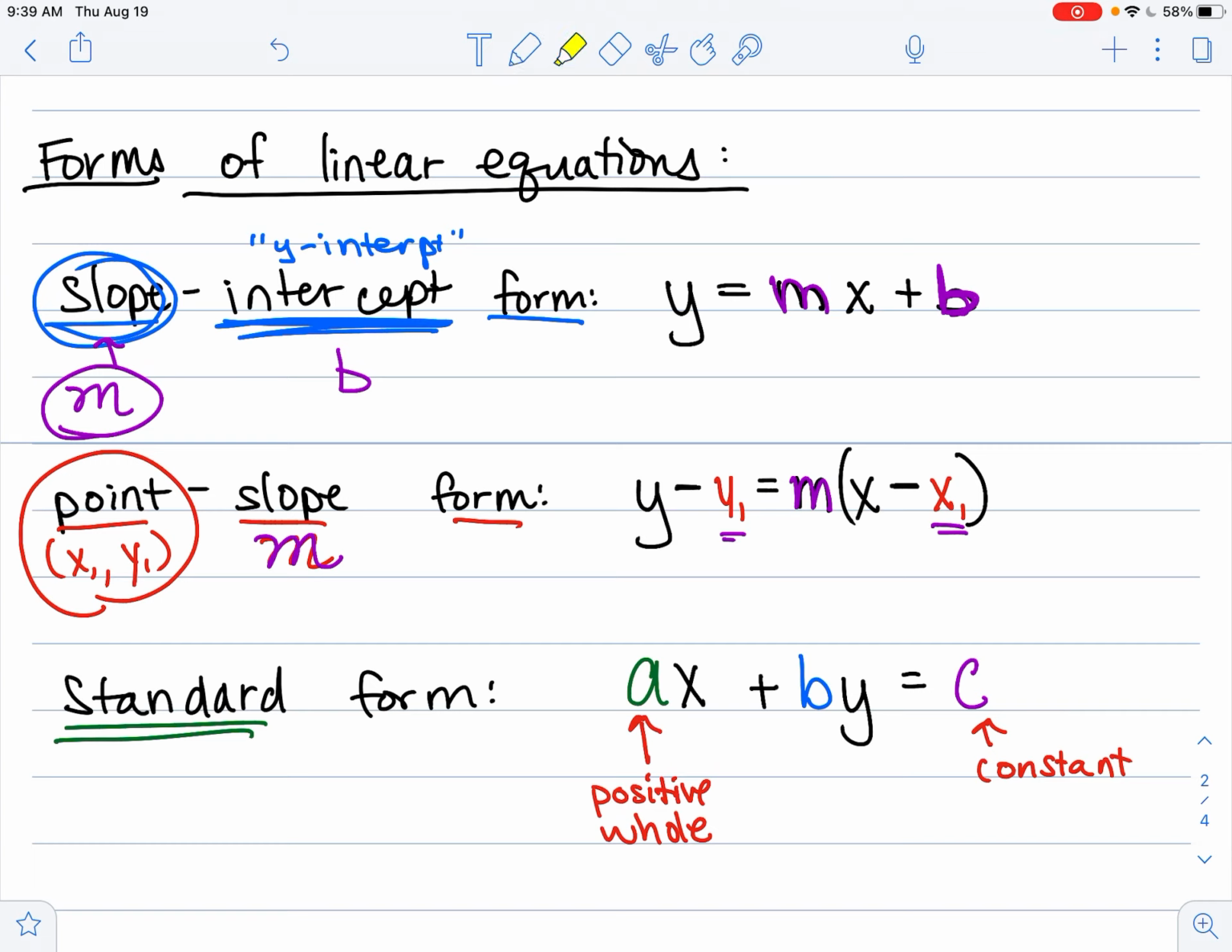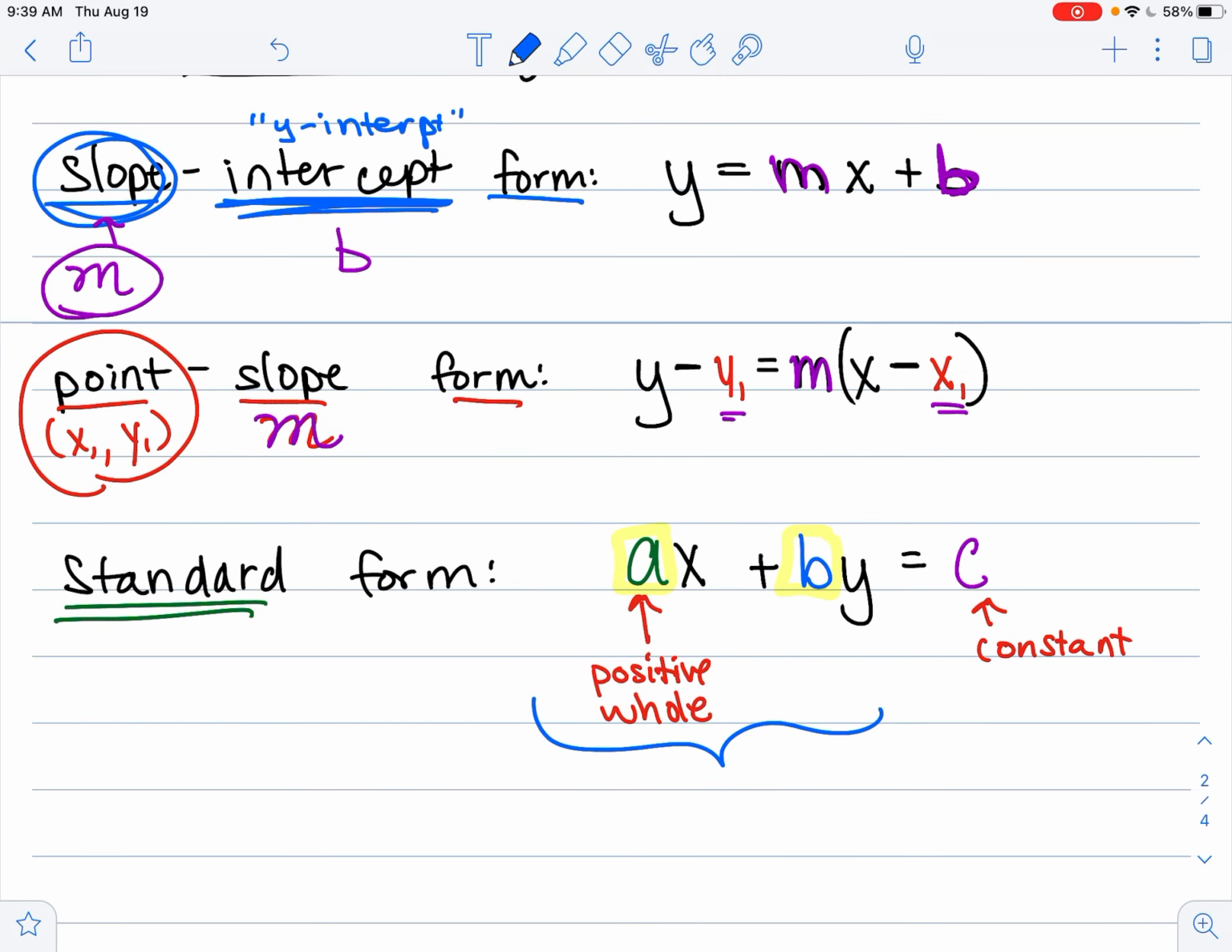And then A and B, the other way that we can refer to these is as coefficients, and a coefficient, remember, is just a number being multiplied in front of a letter. So we call these the coefficients. If I say the coefficient of x, it's the number in front of the x. A coefficient of a term is the number in front of the term.